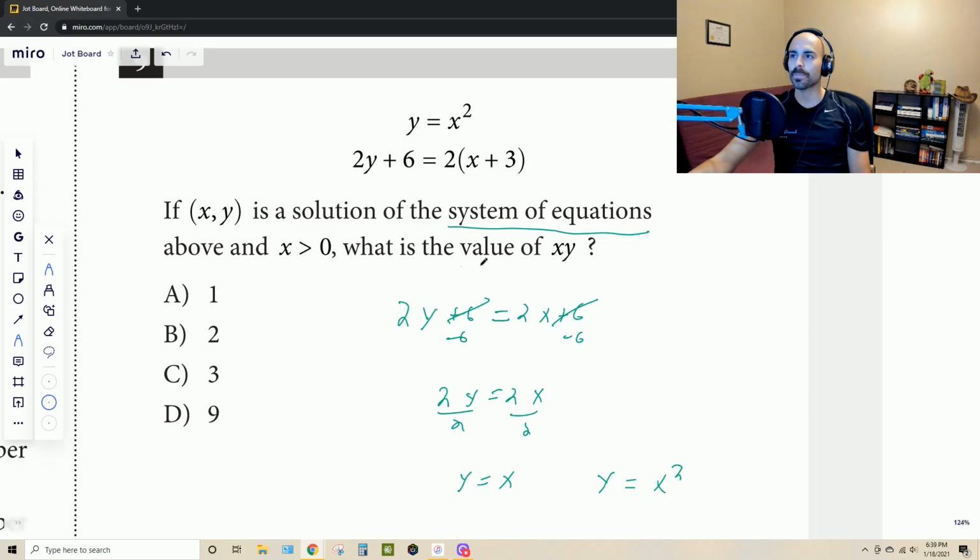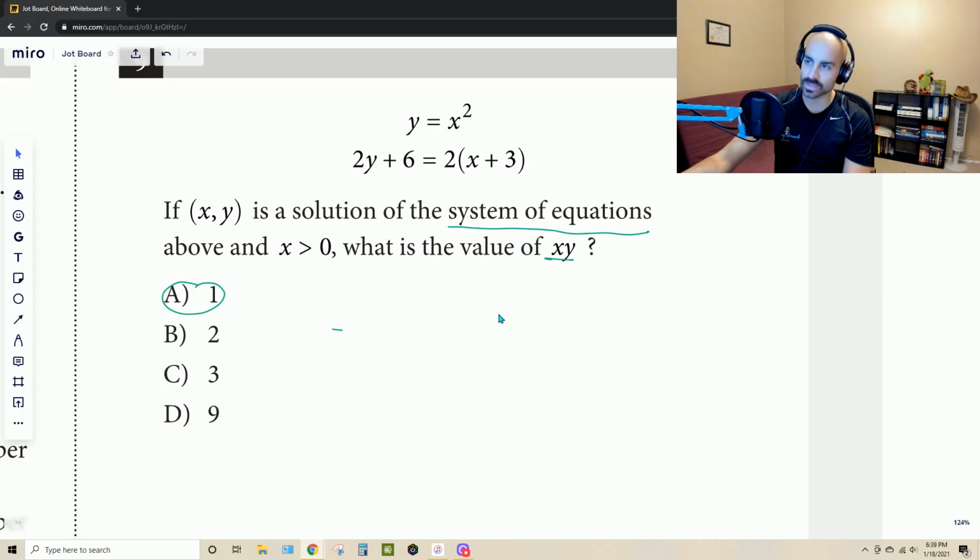What number can I plug in for x that would give me y, but when I squared it, it would give me that same value? The only number that makes sense here is 1. That means that x equals 1. And what that means is because x equals y, y also equals 1. And when they ask what is the value of xy, they're asking what's the value of x times y. Well, 1 times 1 would just give us 1 here.